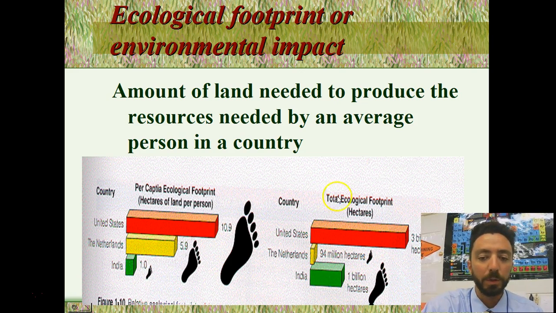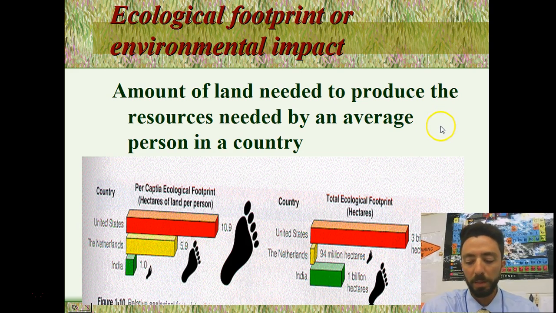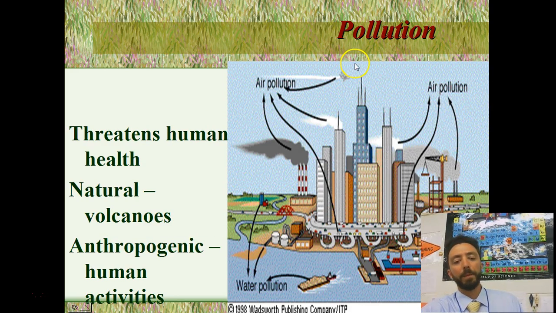On the other side, we've got our total footprint for those countries. So India, even though they have a very small per person footprint, ends up with a very large footprint compared to the Netherlands. And the reason is they've got that huge population. The United States and Netherlands are about equivalent in GDP, meaning economically we're about the same, but we far exceed them because our population is much larger than theirs.